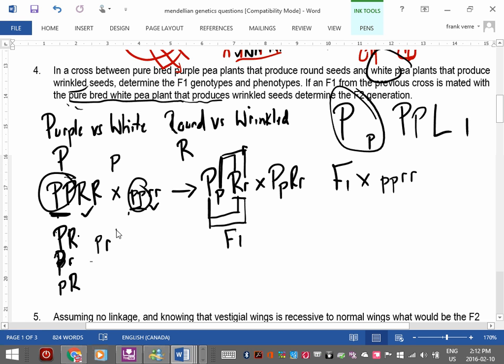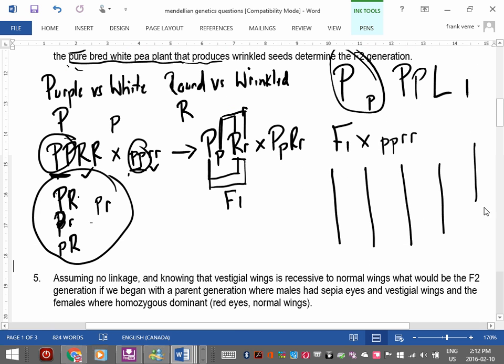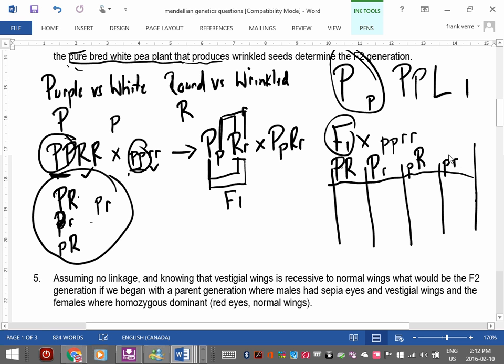We just figured out the F1 can produce 4 types of sex cells, right? The big P with the big R, the big P with the little r, the little p with the big R, little p with the little r. So if you do your Punnett square, we'll do the F1s up here as the columns. So the F1 gives you 4 possibilities: big P with big R, big P with little r, little p with big R, little p with little r.